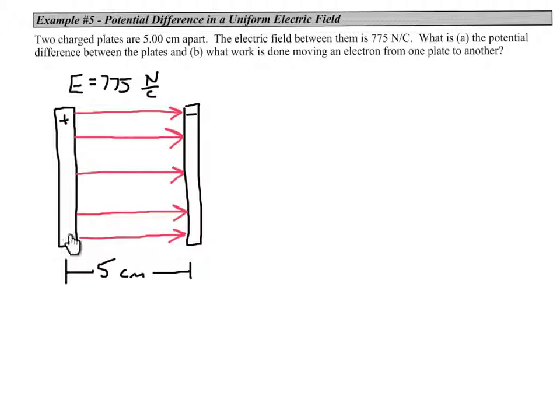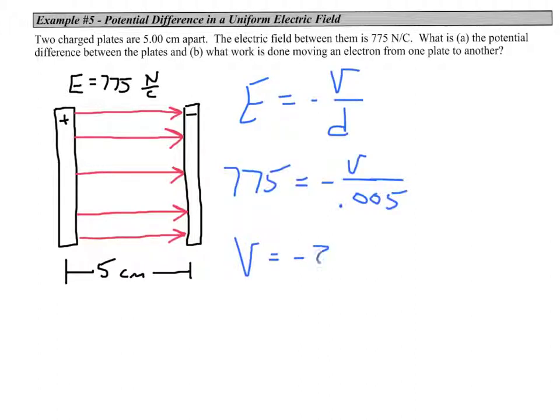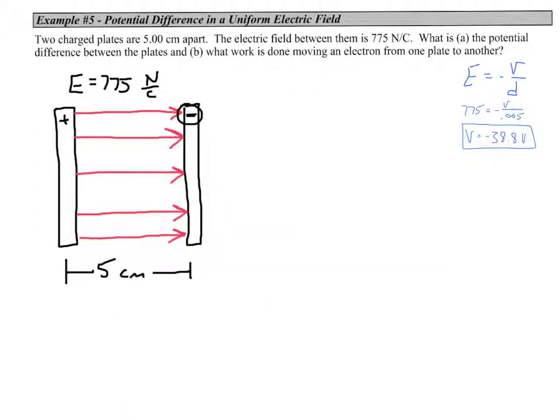So we want to know what the potential difference is between these two plates, and it doesn't matter that potential difference exists whether or not a charge is there to experience it, so we can just use V equals E D. Doing so gives us a potential difference of 38.8 volts. So now we want to know what work is done to move an electron from one plate to the other. Well, work is just a change in energy, right? And the type of energy that we're changing here is electric potential energy.